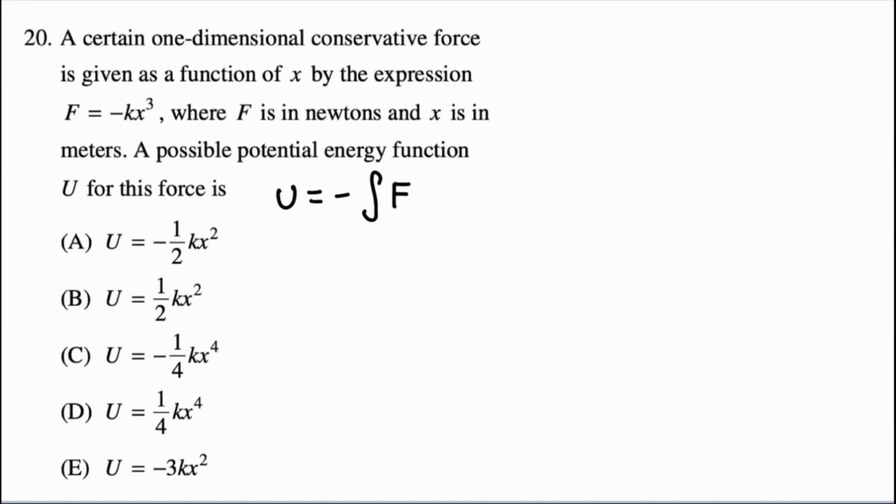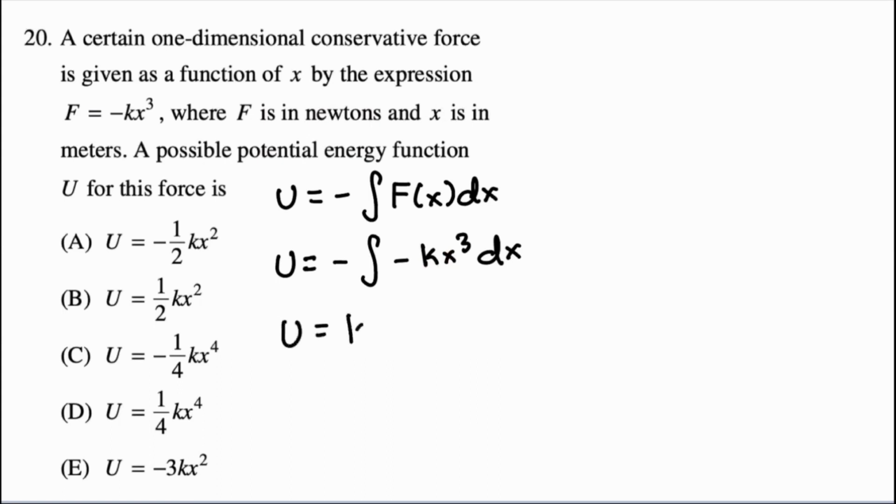Now in this case, force is given to us as a function of x. So I'm going to write this in function notation. I'm going to have f of x dx. And then I'm just going to sub in the force function right inside the integral. So because we are integrating with respect to the variable x, this k is going to be treated as a constant. And so this negative k is going to be pulled outside the integral. A negative times a negative is a positive. So that just goes away. So we get k times the integral of x cubed dx. And then using the power rule, we get that u is equal to 1/4 kx to the 4th plus c.